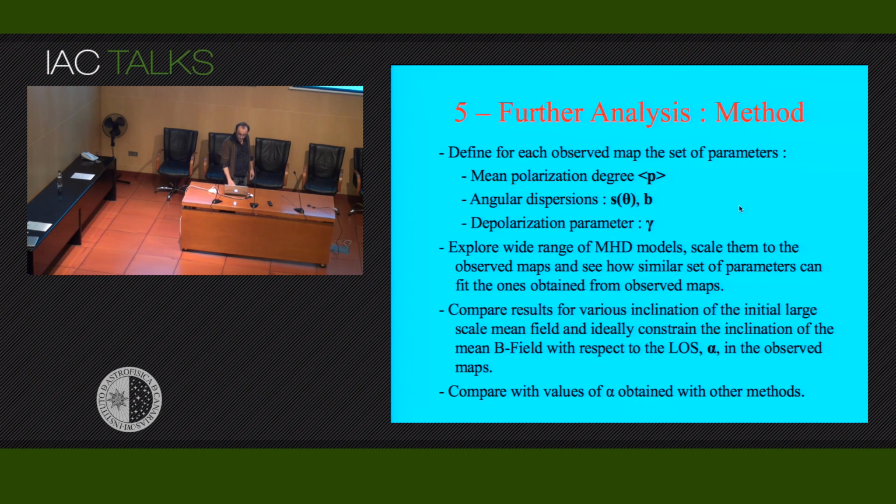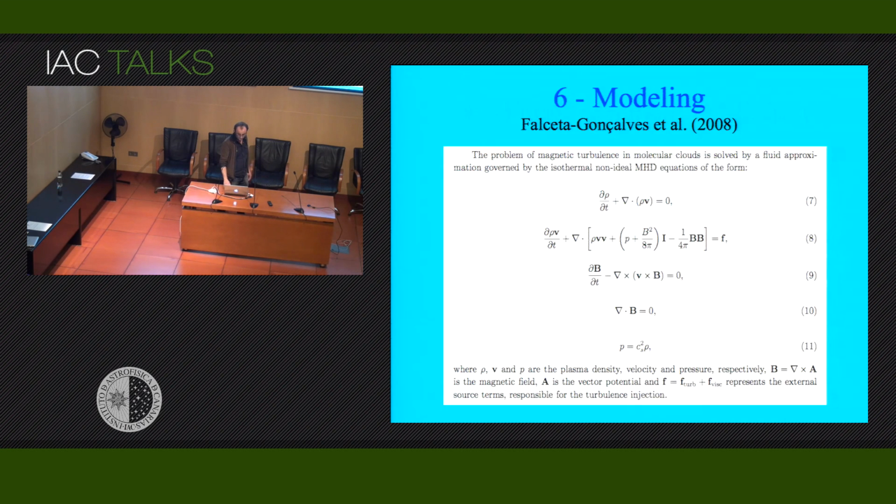But ultimately, the idea of making all this statistical study, or extracting all this information from the maps, was to explore MHD simulations. The idea is that with simulations we know what we inject, what physics we use for producing maps, and we can compare by retrieving the same parameters from synthetic maps. For this we've been using simulations developed by Diego Falceta-Gonçalves and collaborators. Most of the physics is explained in this paper of 2008.